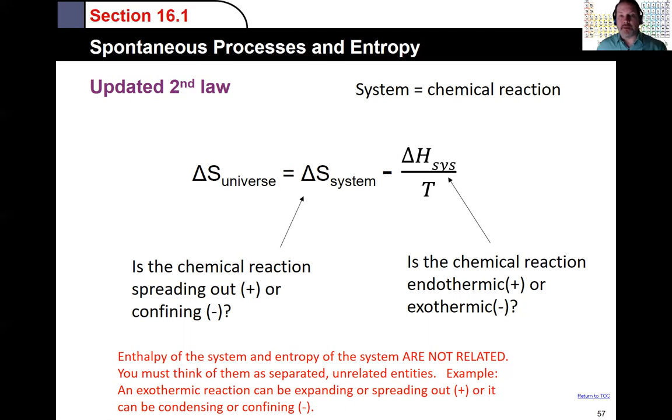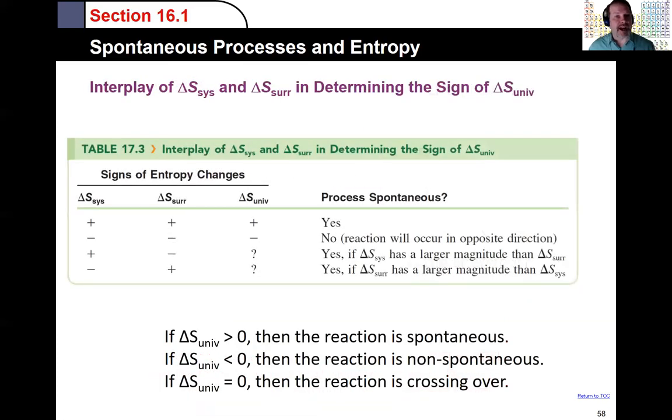Important to note though, that when we talk about the entropy of the system and the enthalpy of the system, these are not related. No connection. We have to use two different thought processes. For entropy: is it spreading out or coming together? For enthalpy: is that reaction producing heat or is it taking heat in? Those are our key thoughts that we want to keep track of. Okay, so four options for the sign for calculating delta S.